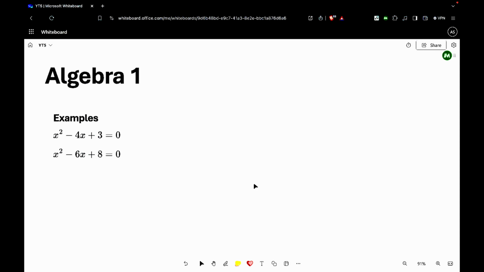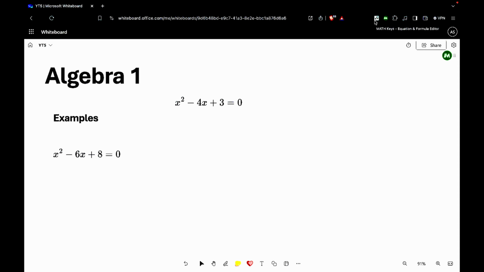Today we have 2 examples, and of course I'm going to solve them one by one. Let's start with the first example. x squared minus 4x plus 3 is equal to 0. This becomes really simple to solve once you use the quadratic formula. We have 1x squared, which is a, minus 4, which is b, and 3, which is c.